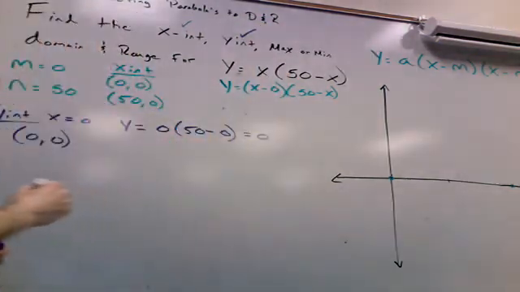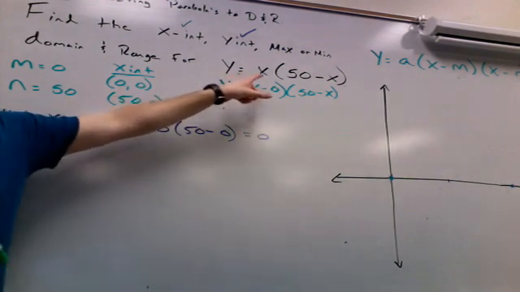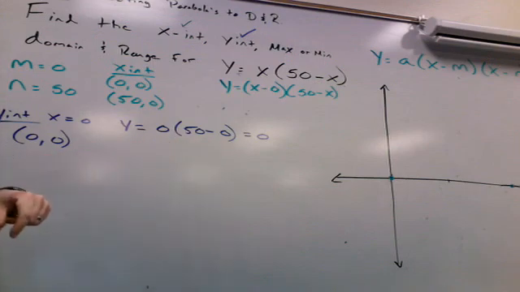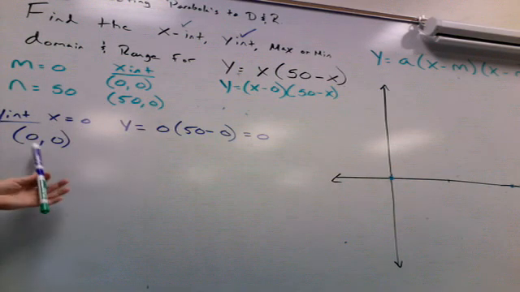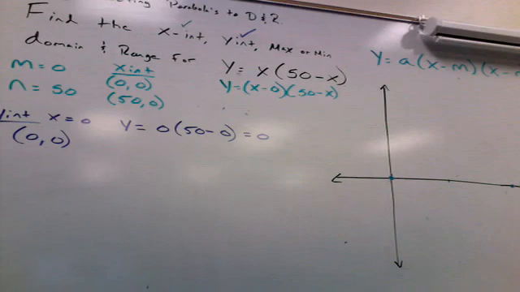If you're going to find the y-intercept, you have to plug in 0 for x. This is our equation, so that's why it's 0 times 50 minus 0. I was showing you that because you didn't know it to begin with. So if you get 0, 0 as an x-intercept, then you don't have to do this. It all depends on the equation they give us. Any questions about y-intercept?